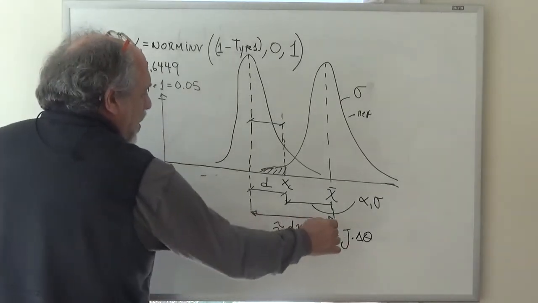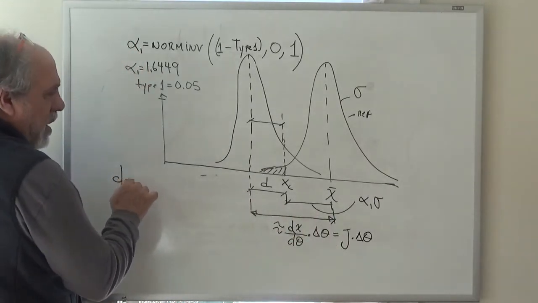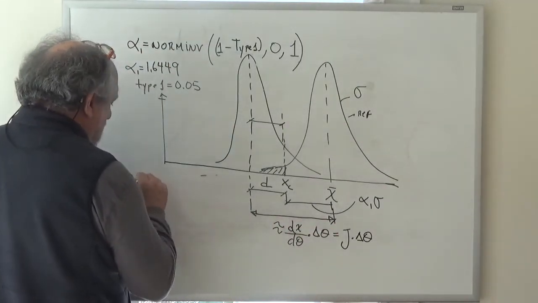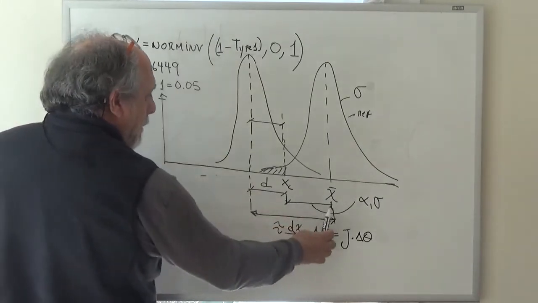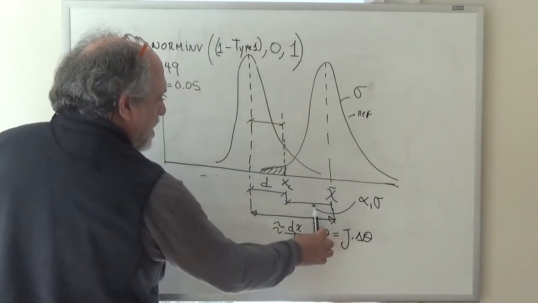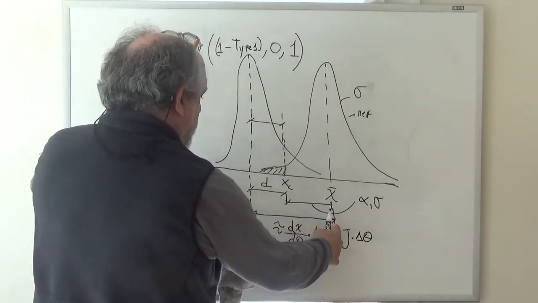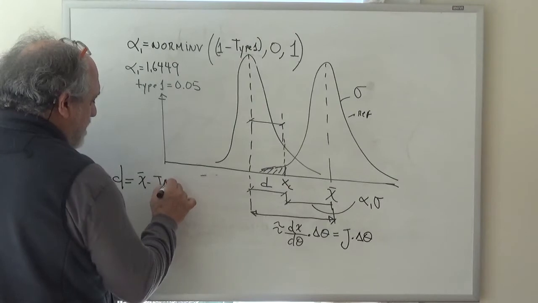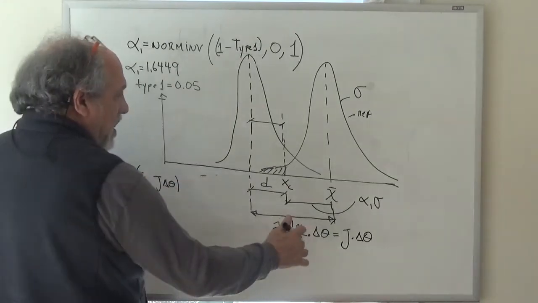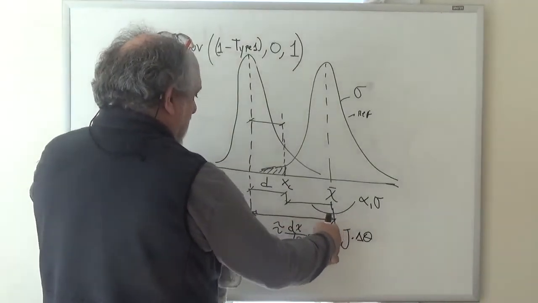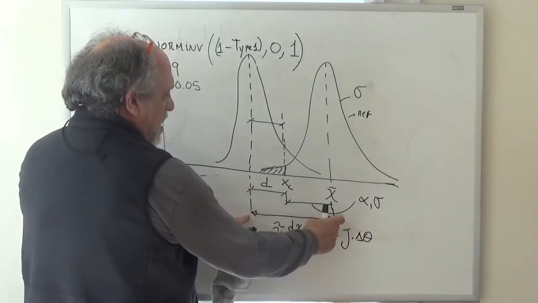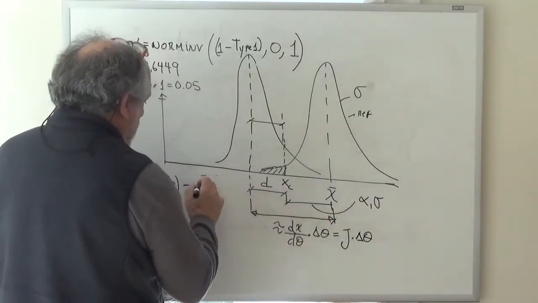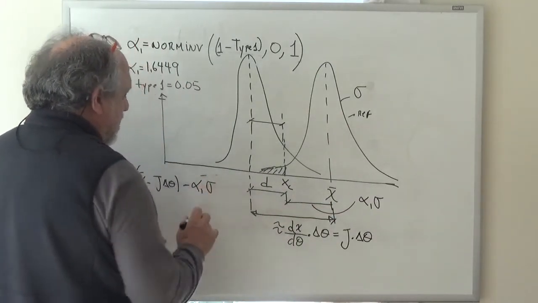So d is equal to all this thing, and all this thing is x bar minus J delta theta. x bar minus J delta theta is this, minus this part, which is alpha 1 times sigma, right?